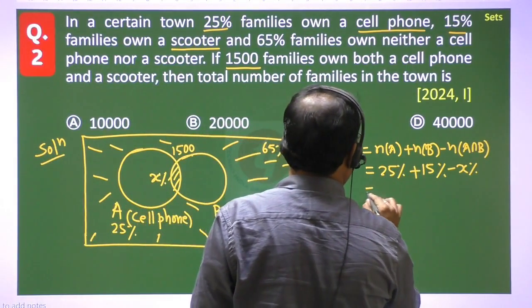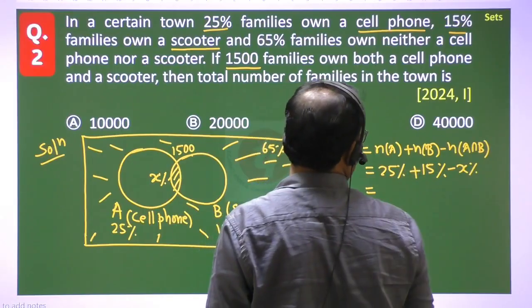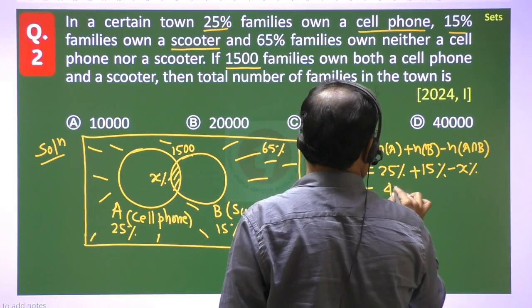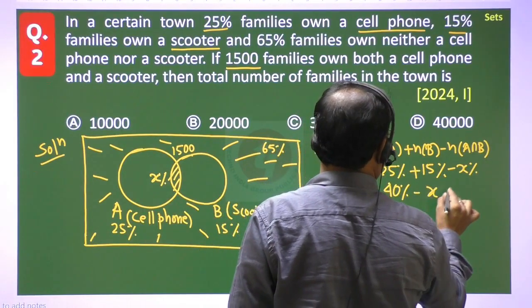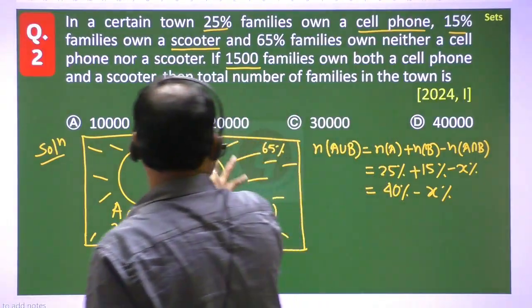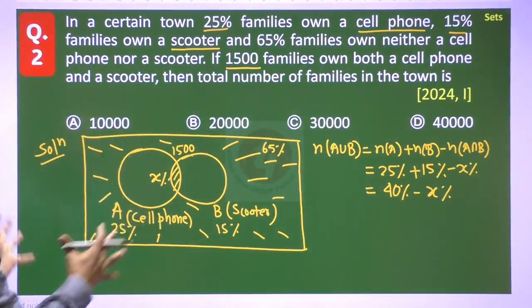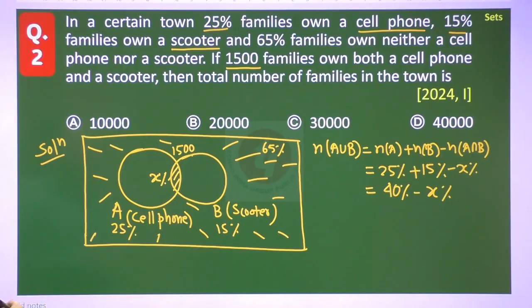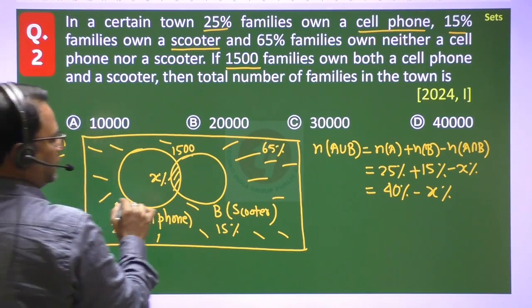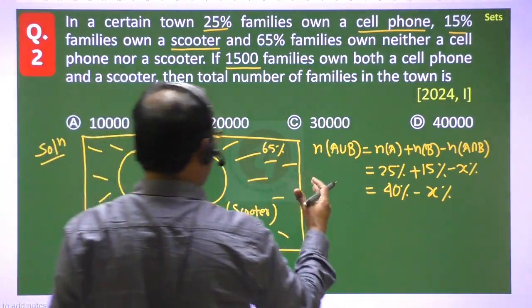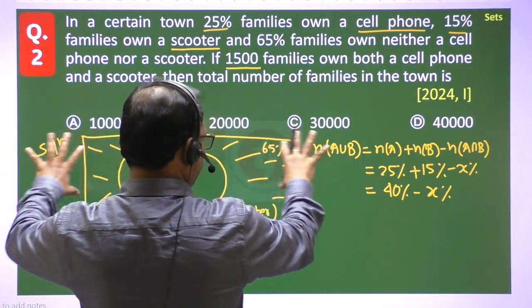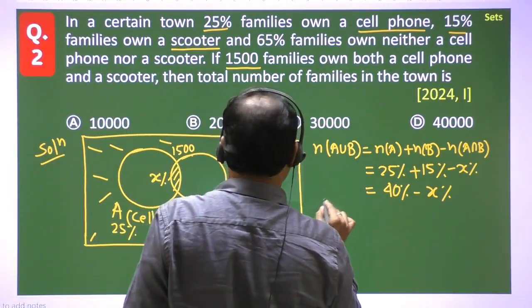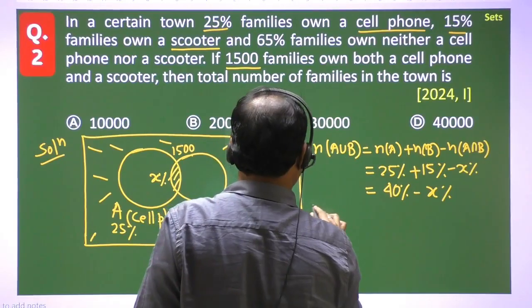Now what we have finally, 25 plus 15, that is 40% minus X percent. Okay, so this is the union. The whole portion we consider, the whole portion we consider the 100%. Now if we find out what will happen outside of the union, this will be the complement of this one.